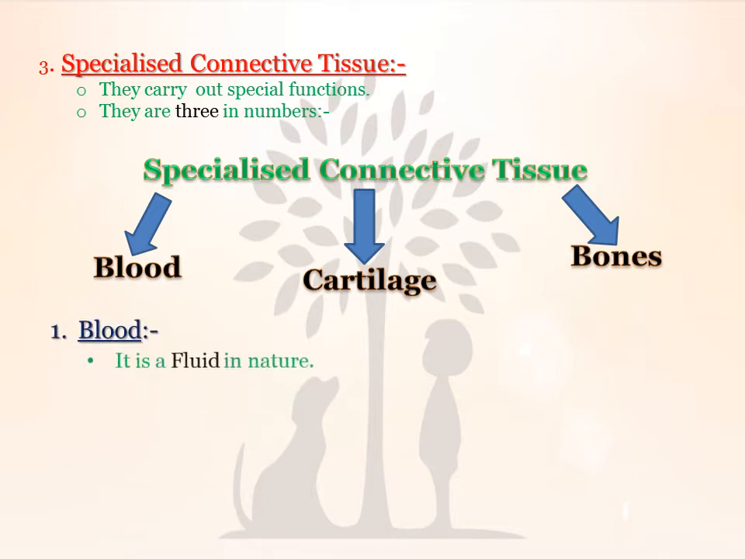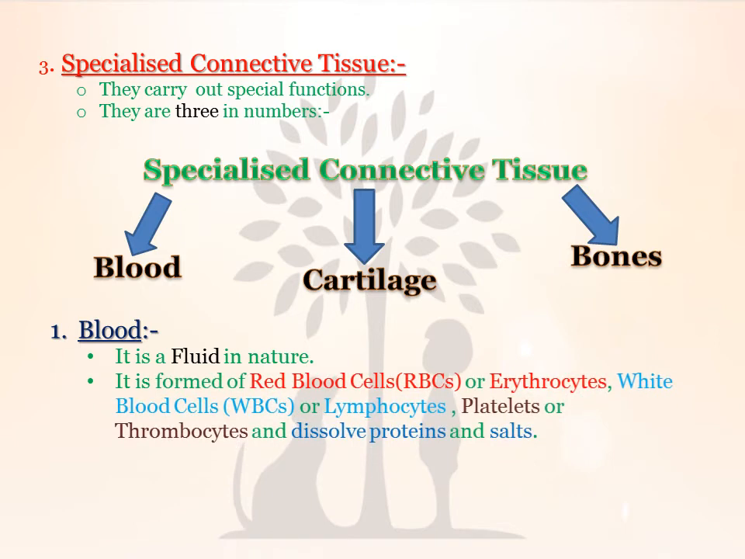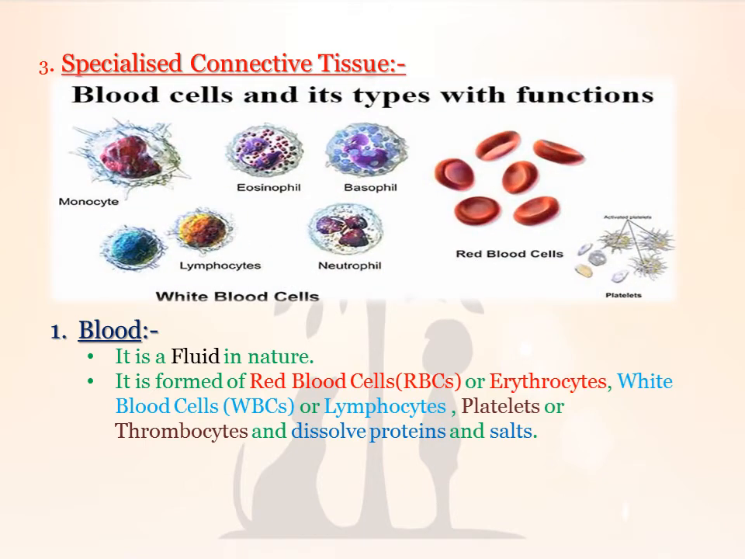The first is blood. It is fluid in nature. Means it is like a fluid. It is formed of red blood cells, that is RBC. Another name of RBC is erythrocytes. White blood cells or WBCs, another name is leukocytes, and platelets or thrombocytes. With these three types of components, dissolved protein is also present and some salts are also present in blood.